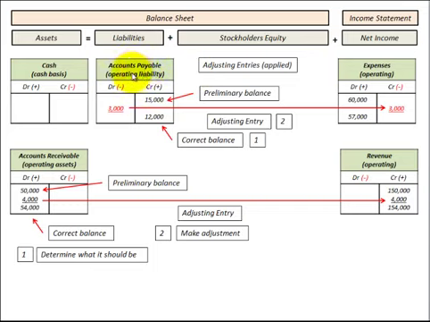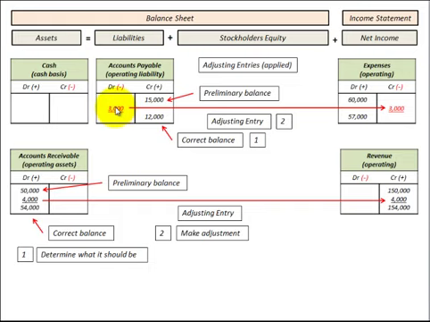Okay, let's look at an adjusting entry to our accounts payable. Our correct balance at the end of the period should be $12,000. The preliminary balance was $15,000. So we have to make an adjusting entry, and that would be to reduce our accounts payable by $3,000. So the $15,000 credit less the $3,000 debit in accounts payable equals our correct balance of $12,000.